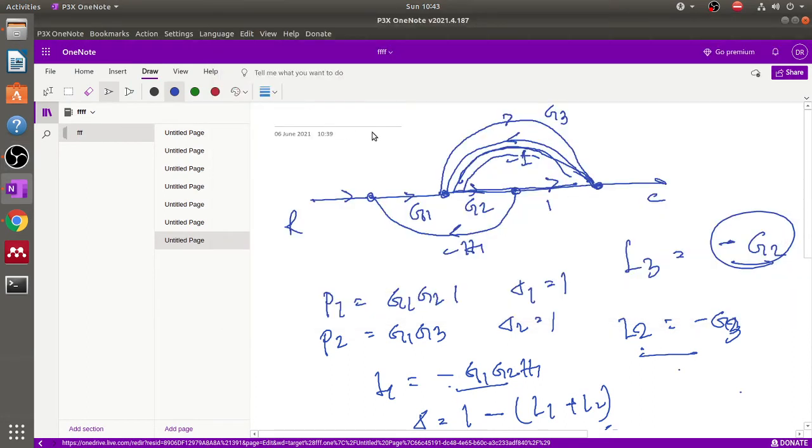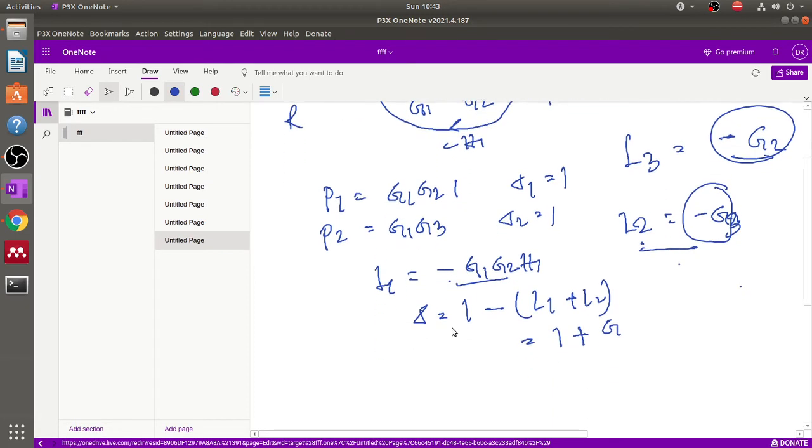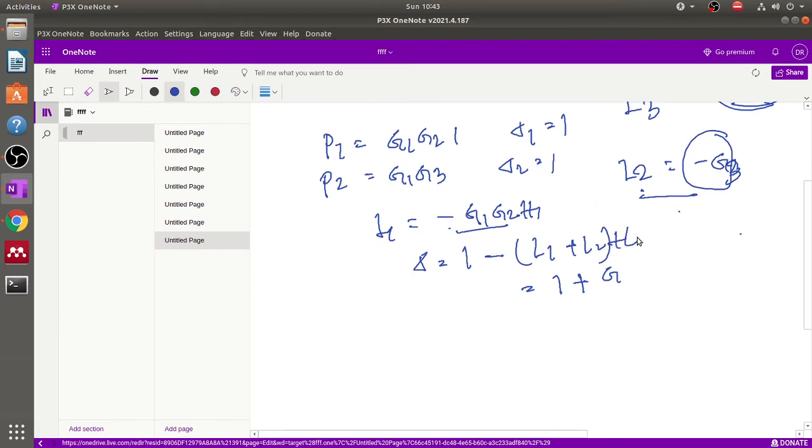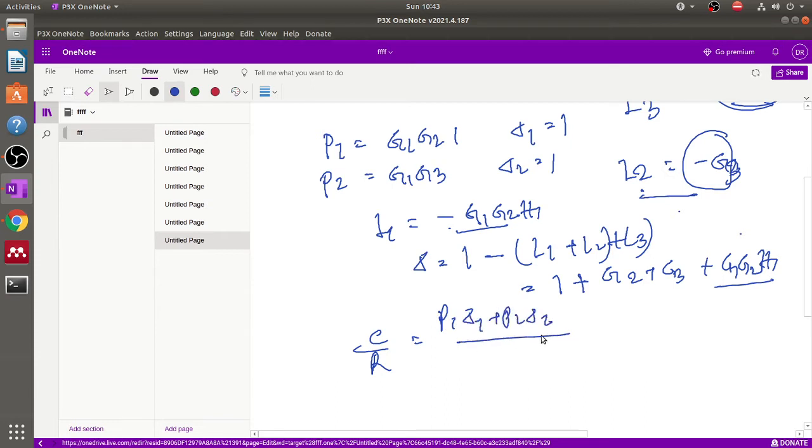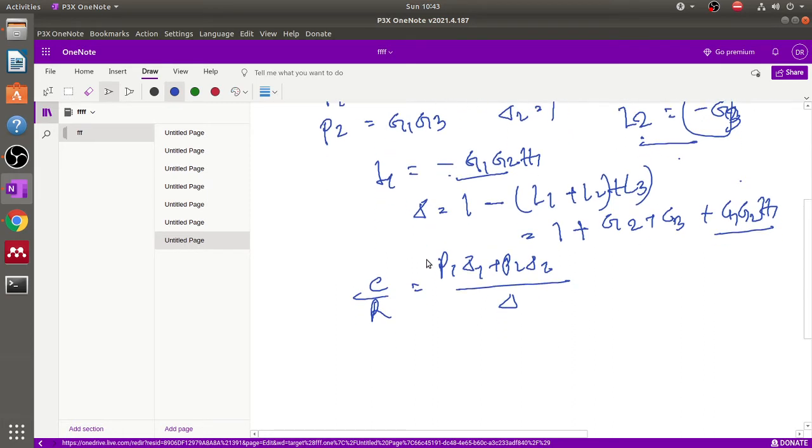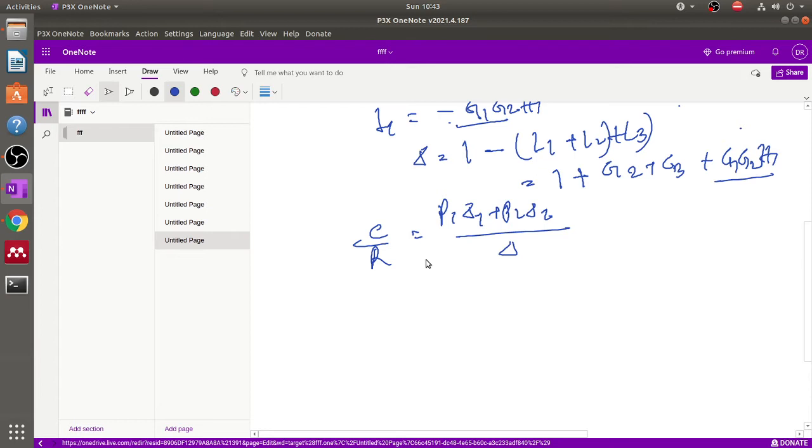Just look here from this point, this is the feedback path from here and then via this path. So that's why G3 is mentioned here. Including L3, the value is 1 plus G2 plus G3 plus G1 G2 into H1. Okay, so now what is C by R? C by R again is P1 delta 1 plus P2 delta 2 by delta. So putting in these values you get the result, the C by R ratio. So this is another example of the signal flow graph.